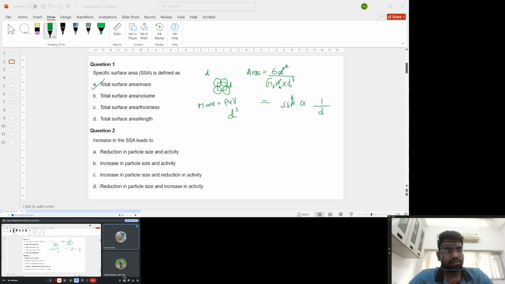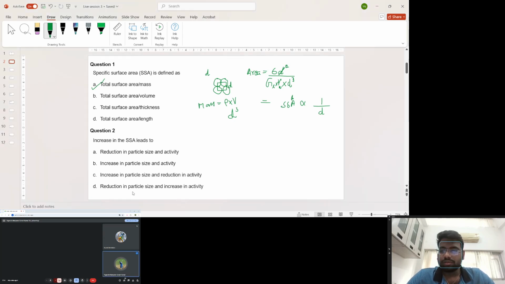Now coming to question 2: an increase in specific surface area leads to reduction in particle size and reduction in activity; increase in particle size and increase in activity; increase in particle size and reduction in activity; and reduction in particle size and increase in activity.